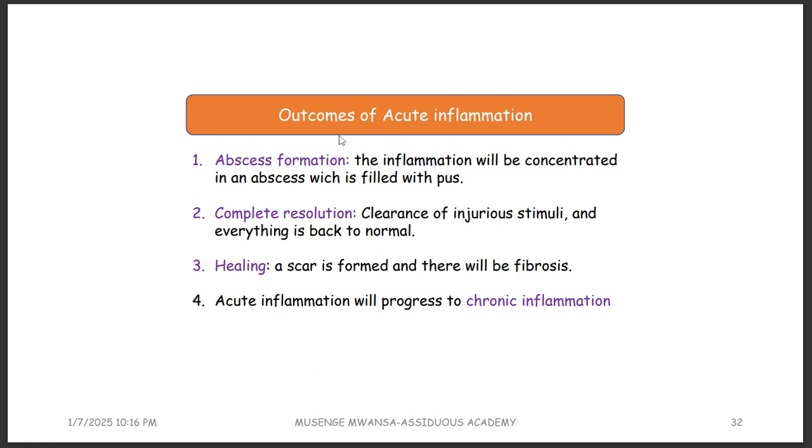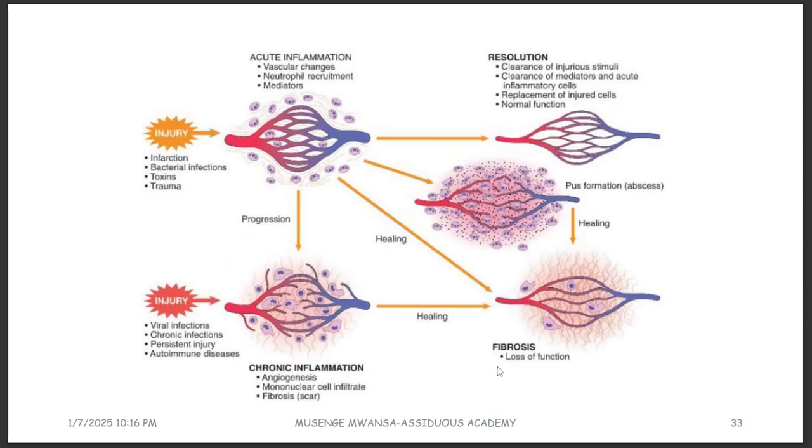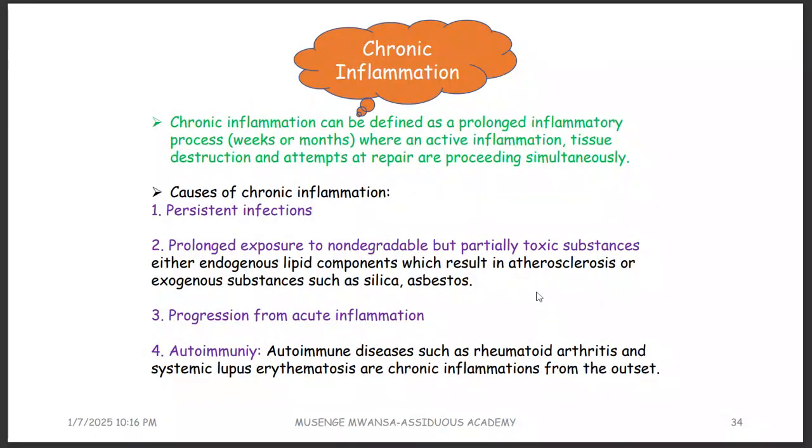Please, you need to know these outcomes. And then acute inflammation can actually also lead to complete resolution. Like the injurious agent can be removed and then everything is back to normal. It can also lead to healing, where a scar can be formed because of fibrosis, like fibroblasts are going to come in, lay there, and then that leads to this healing with a scar. Acute inflammation can also go into chronic inflammation. Therefore, we now should understand chronic inflammation.